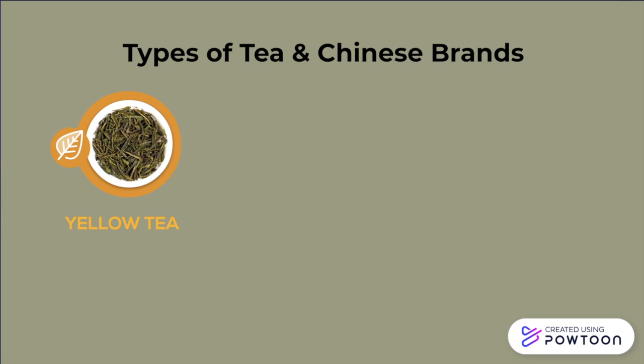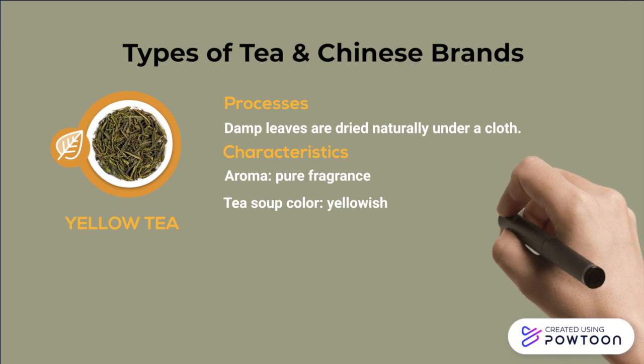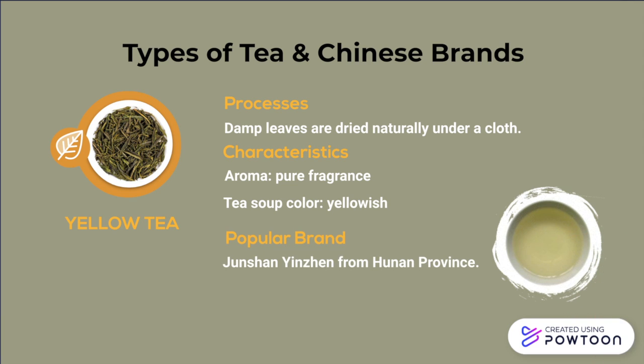Fifth is yellow tea. It is also one of China's unique teas. It is produced by allowing the damp leaves to dry naturally under a cloth. It has a pure fragrance, and its tea soup color is yellowish. Junshan Yinzhen from Hunan province is a popular brand.